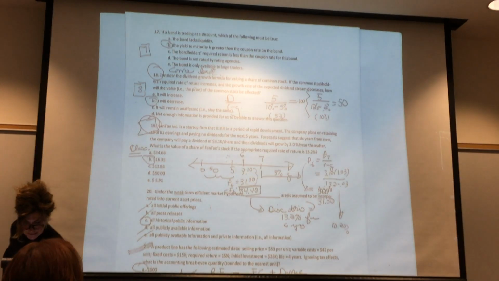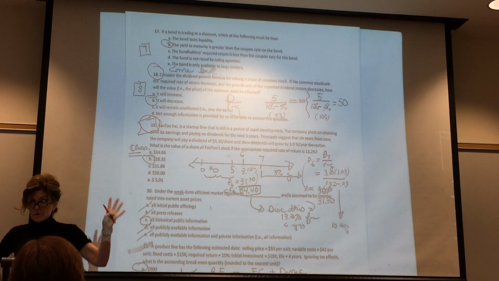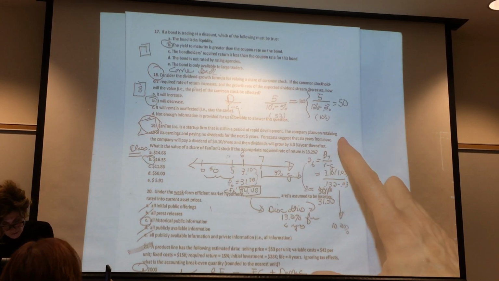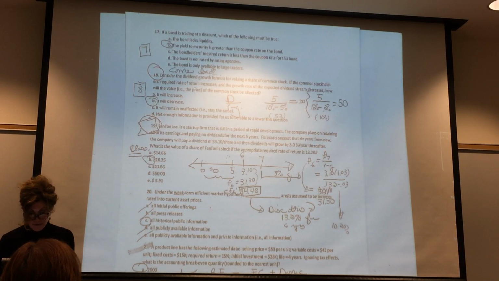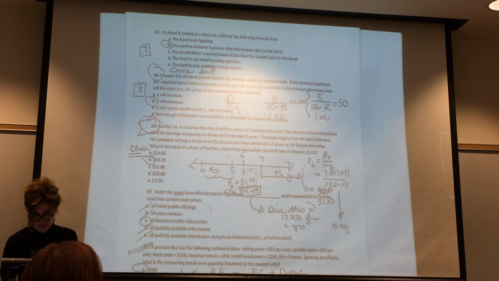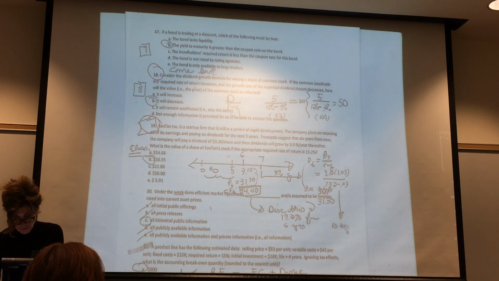True. Fantan is a startup firm that is still in a period of rapid development. I predict at least 3 to 4 multiple growth common stock questions where you have to figure out the price of the stock like this. The company plans on retaining all of its earnings and paying no dividends for the next 5 years. Forecasts suggest that 6 years from now, the company will pay a dividend of $3.10, and then the dividends will grow 3% every year thereafter. What is the value of a share of Fantan stock if the appropriate required rate of return is 13.2%?